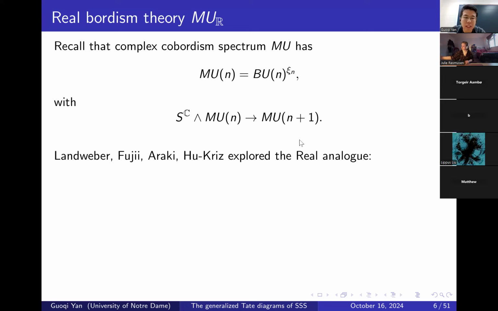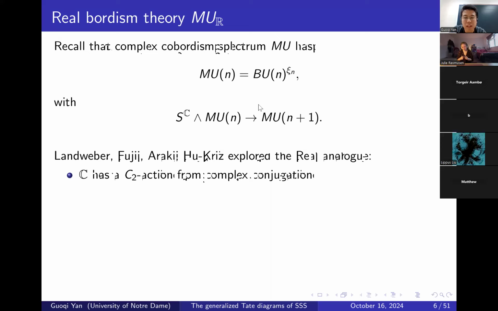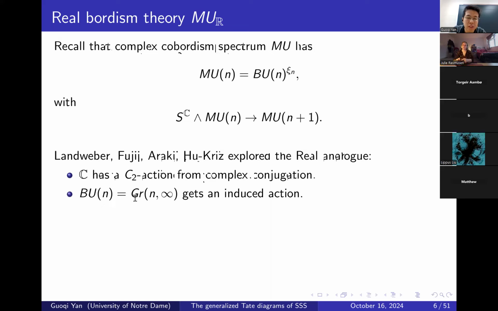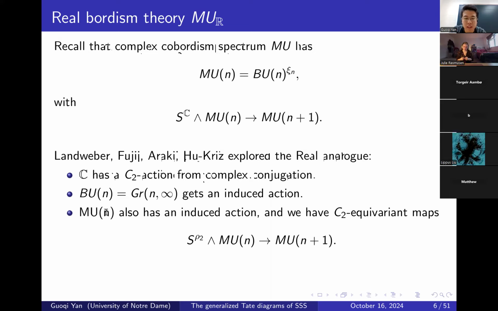Later, Landweber, Fujii, Araki, and Hu-Kriz explored a real analog of this story. We can notice that the complex numbers have a C2 action by complex conjugation, and everything involved in the definition of MU has an induced C2 action from the conjugation. For example, BU(n) is a Grassmannian in C^∞, so it has an induced C2 action. Also, as a Thom space, MU_n has a C2 action. As a result, we get some C2 equivariant structure maps as follows.